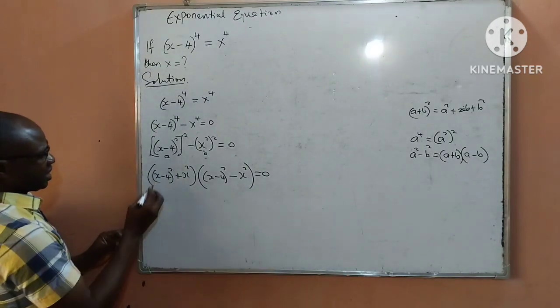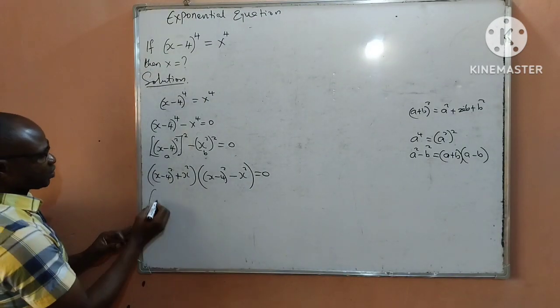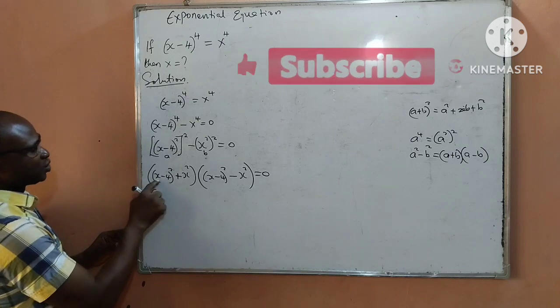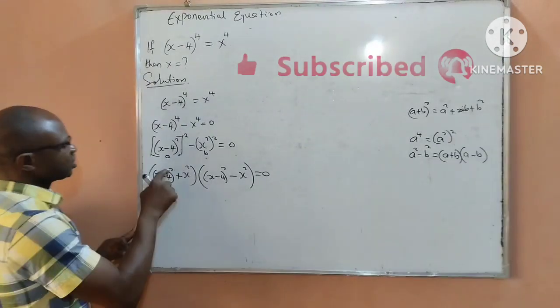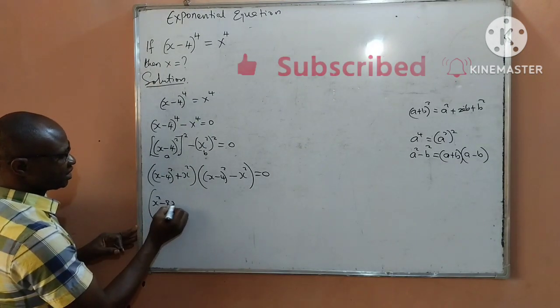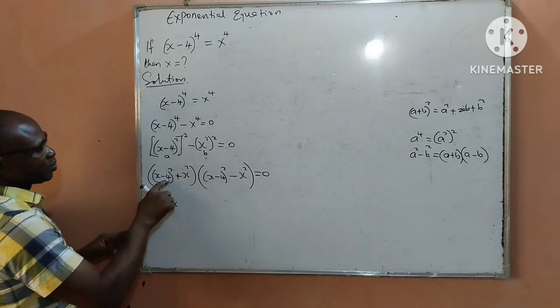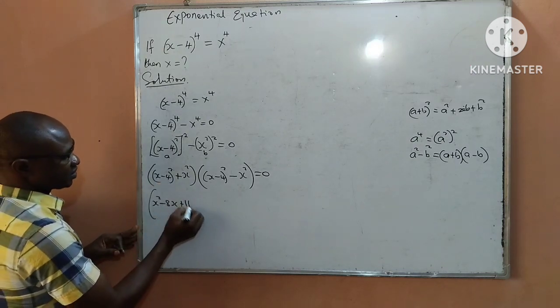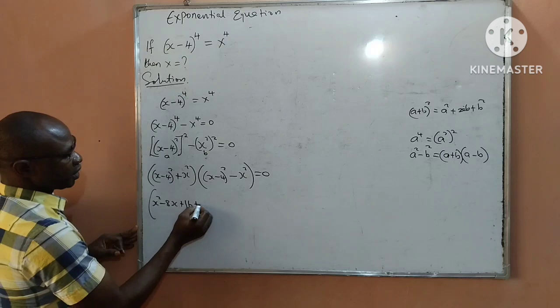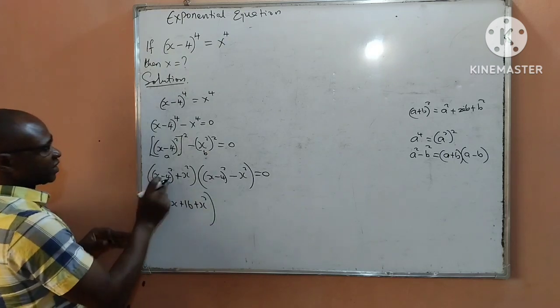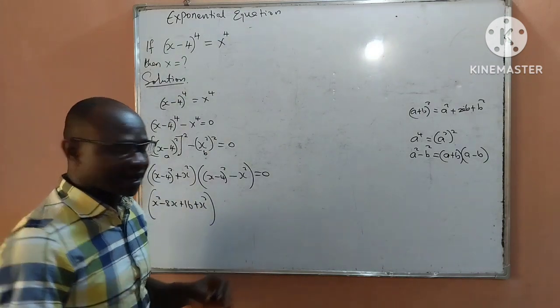So doing that here, I am going to have x squared, then multiply the two terms will give me minus 4x. Multiply by 2 will give me minus 8x. Then squaring this will give me plus 16. Then plus x squared. I have expanded the smaller bracket in the first bracket.